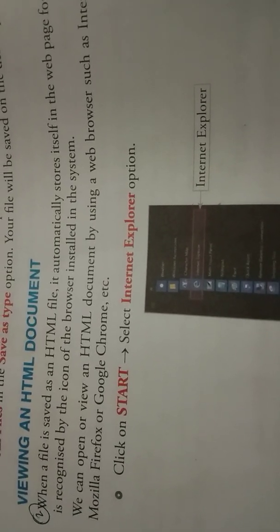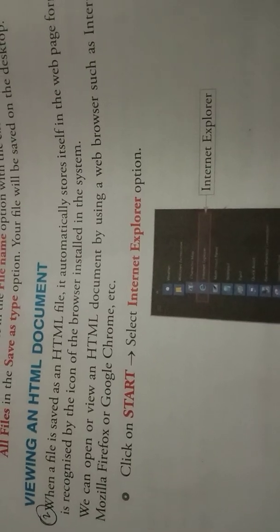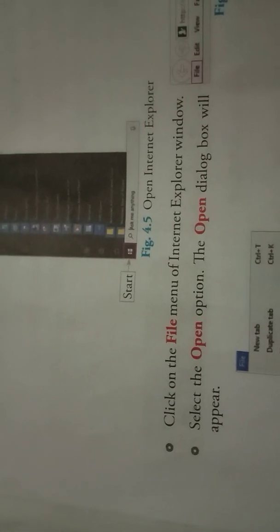We can open or view an HTML document by using a web browser such as Internet Explorer, Mozilla Firefox, or Google Chrome, etc. So this is the method through which we can view the HTML document, and the steps are like this. Click on start, select the Internet Explorer option, then click on the file menu of the Internet Explorer window, select the open option. The open dialog will appear.